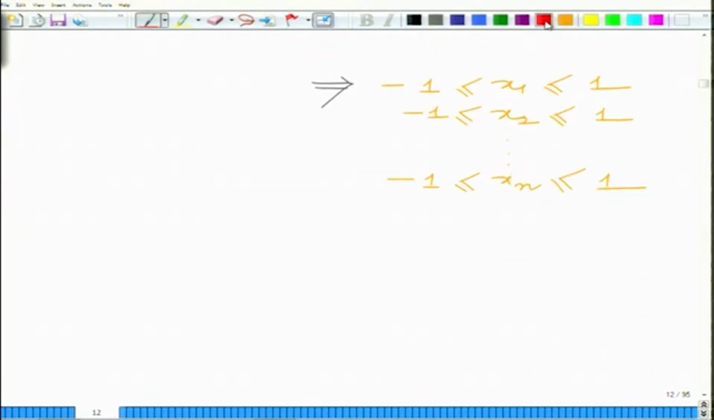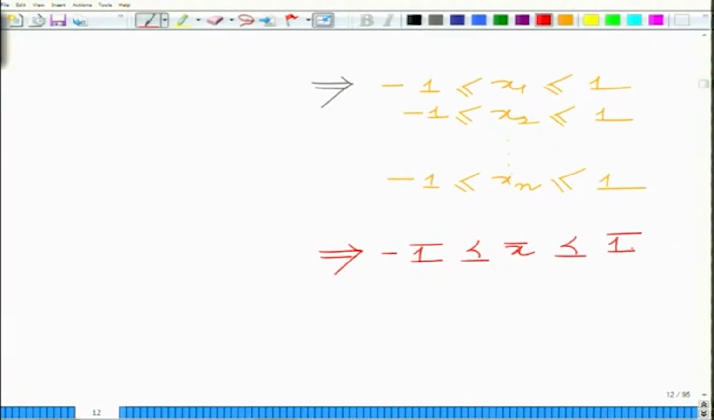This you can write in a compact fashion. You can write it as minus 1 bar less than or equal to x bar less than or equal to 1 bar. This is a component wise inequality, that is, minus 1 less than or equal to each component xi of this vector less than or equal to 1.